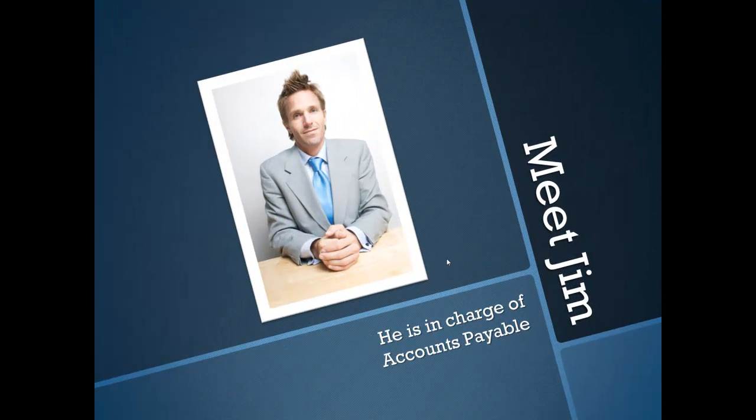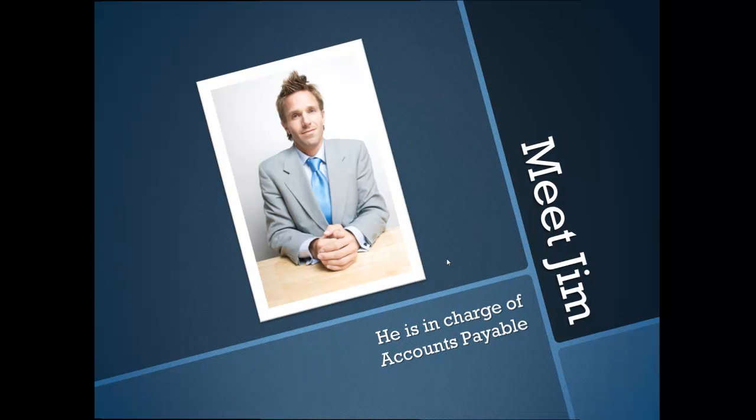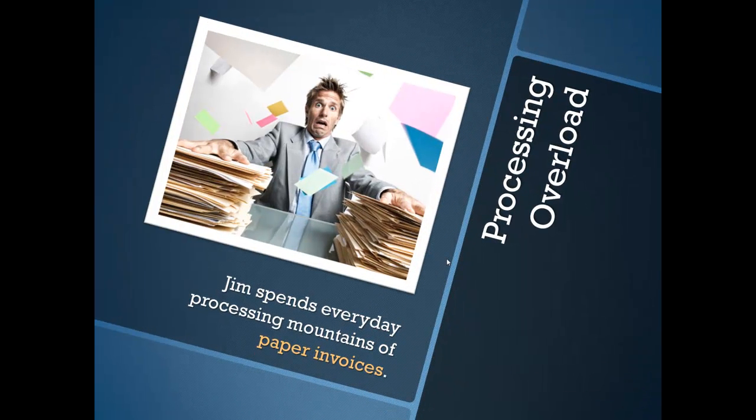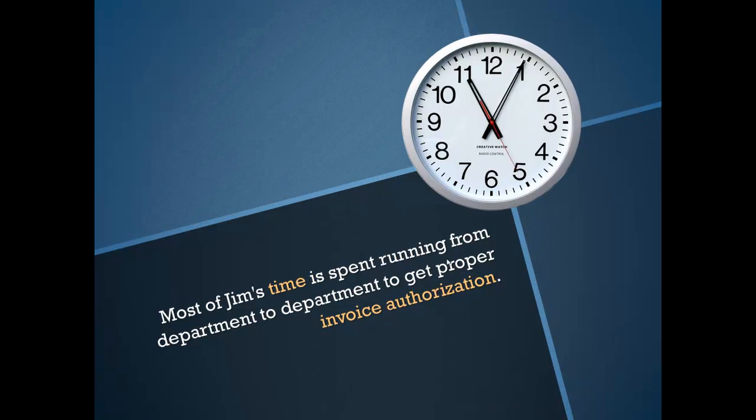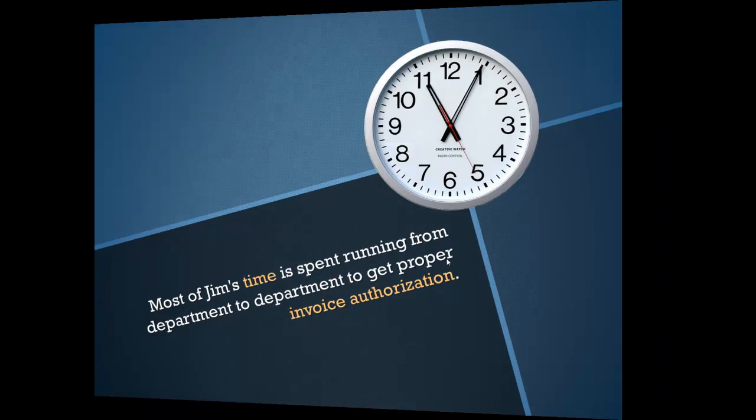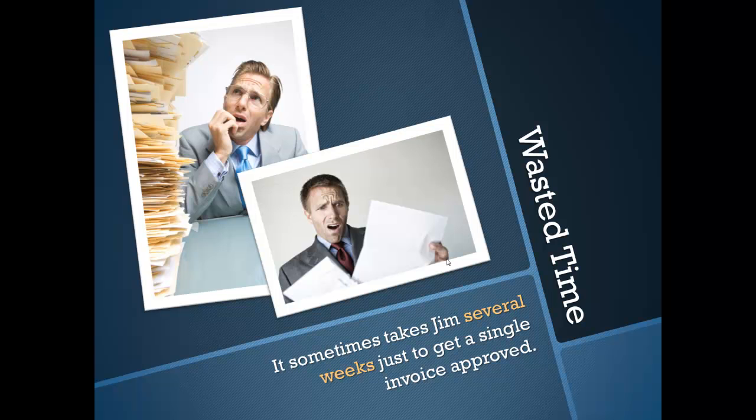Meet Jim. Jim is in charge of all accounts payable. Jim spends every day processing mountains of paper invoices. This can often lead to paper overload. Most of Jim's time is spent running from department to department to get proper invoice authorization. It sometimes takes Jim several weeks just to get a single invoice approved. This can lead to a lot of wasted time.